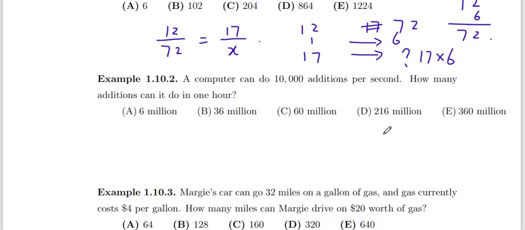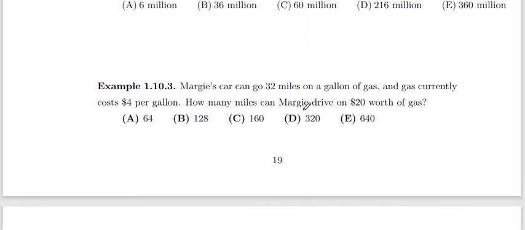Okay, a computer can do so much addition per second. So in 1 second it can do this, then 1 hour is just multiplied by 60, right? So those problems are easy. Okay.